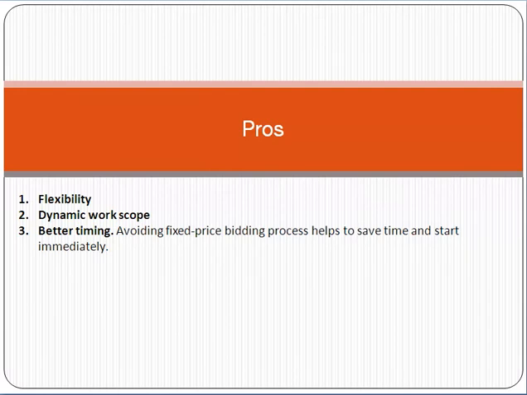Now, friend, what are the advantages of using the time and material contract? First of all, these types of contract are very flexible. Changing the scope is possible. Dynamic work scope is possible. Timings are much better, like avoiding the fixed price bidding process helps to save time and start immediately. So time and material contracts are based on time, hourly basis. These contracts are very flexible to use, and these types of contract are better when you know that scope changes are coming. I have already given you an example of website development. In website development projects, you know that the requirements are changing aggressively, and again requirements are changing. So for these types of agreement, you should use the time and material contract.